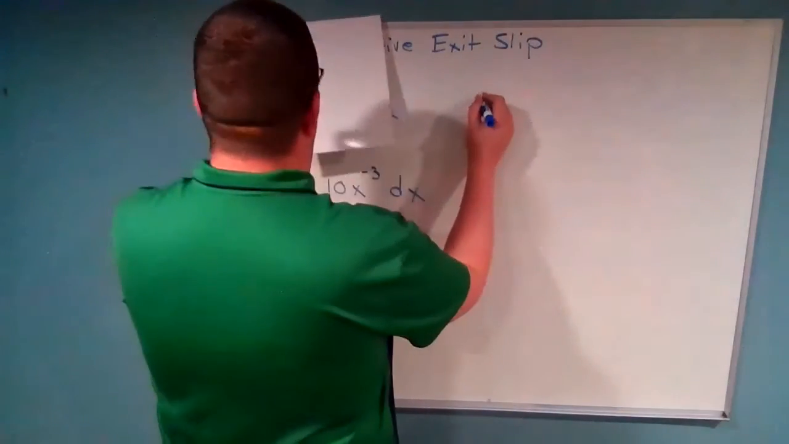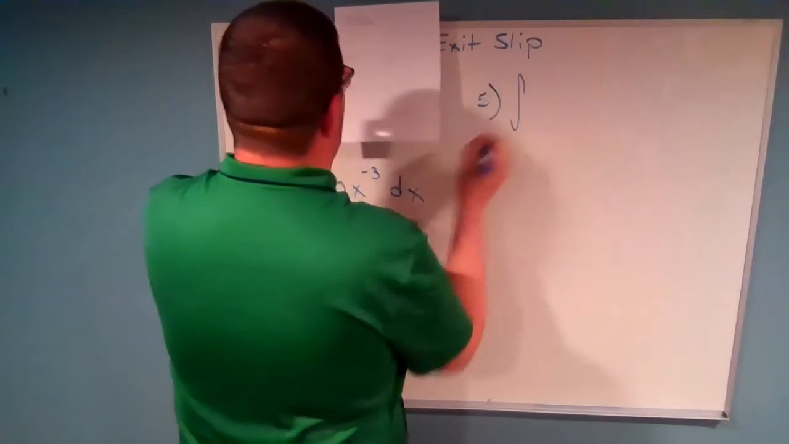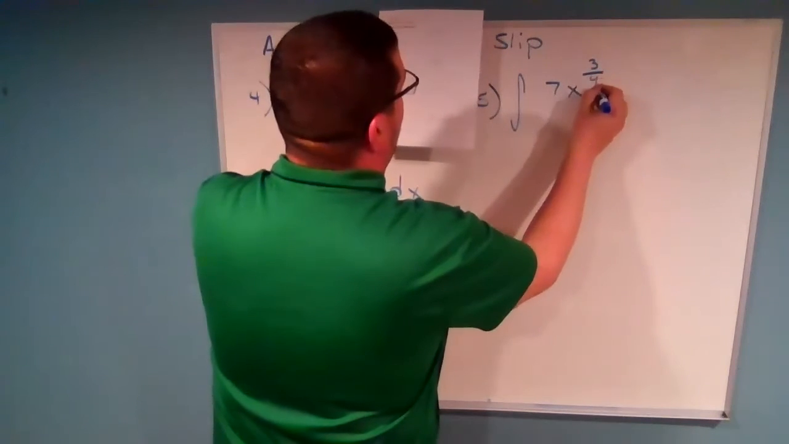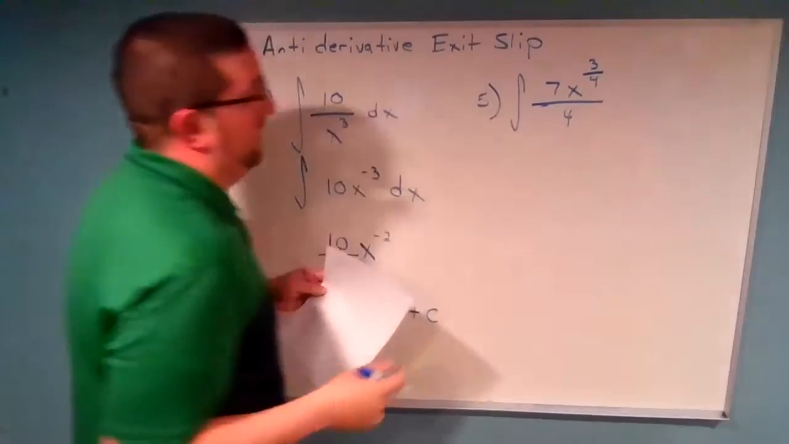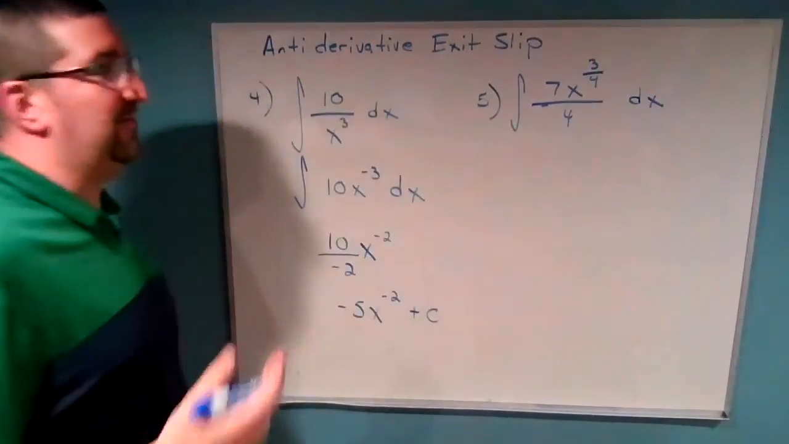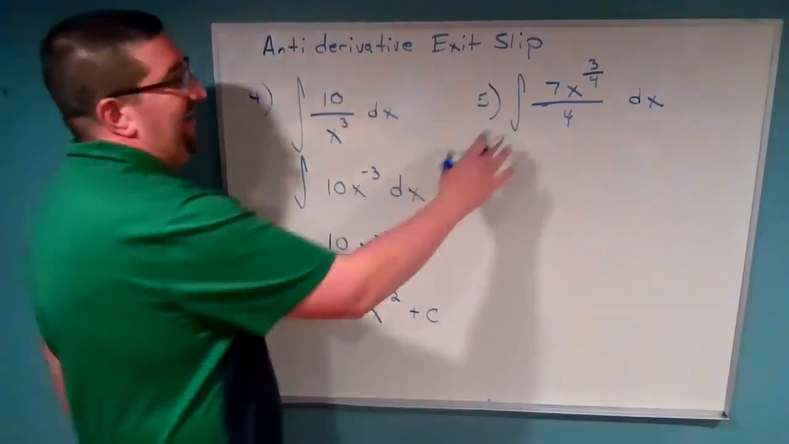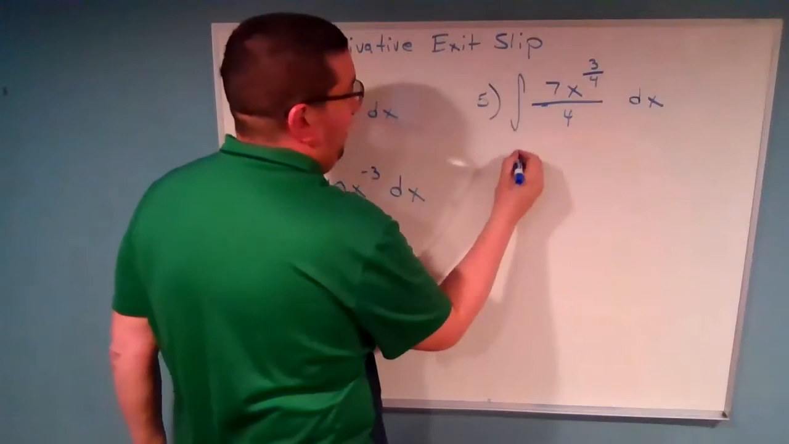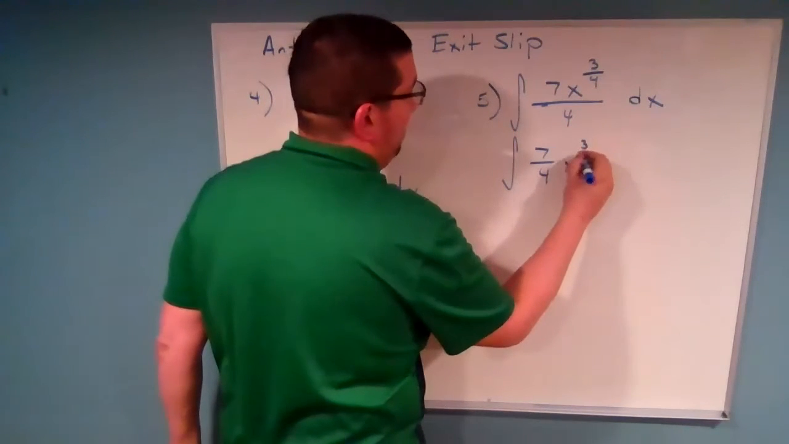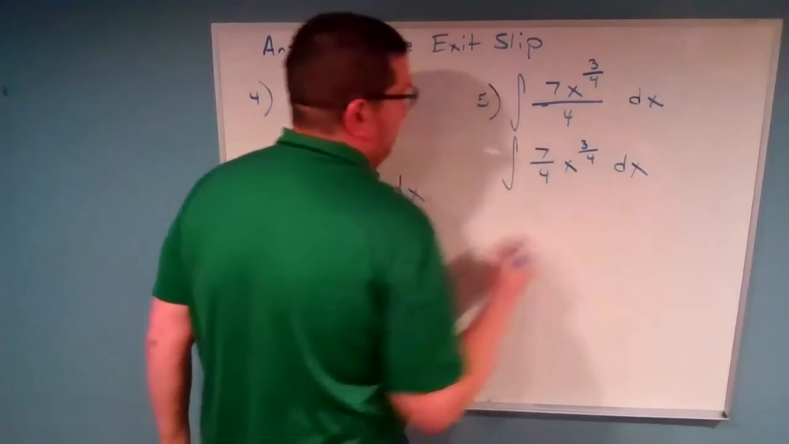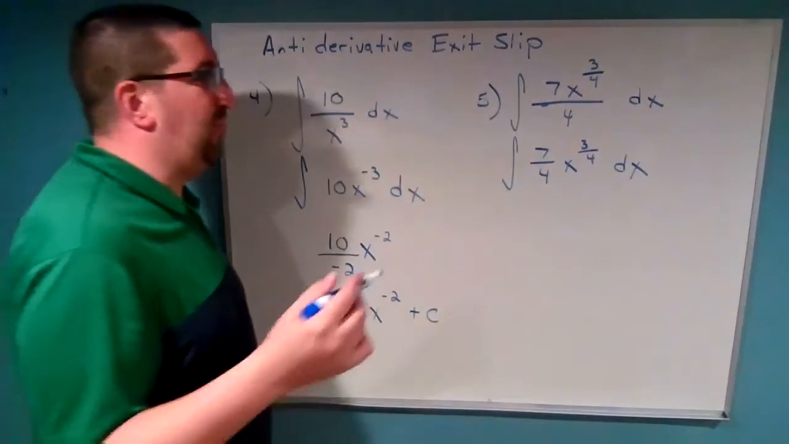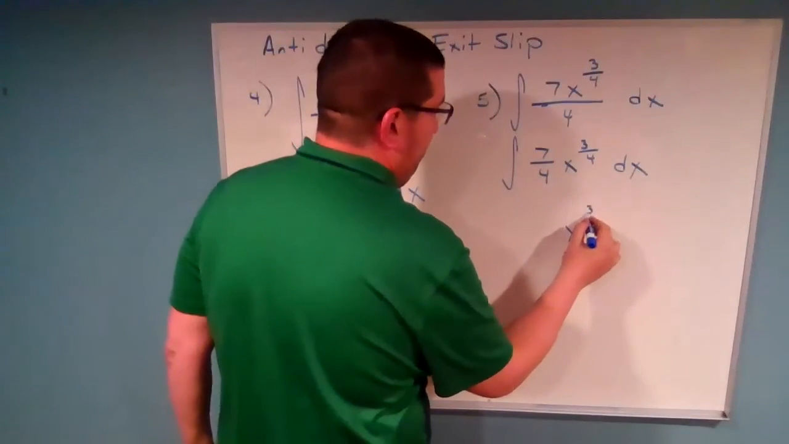Moving on, number 5. We have the integration of 7x to the 3/4 over 4 dx. This right here might be a little confusing again. That 7x over 4, I personally would rewrite this as 7/4 x to the 3/4 dx. Okay, that makes it seem a little better. Now I have to add 1 to 3/4.